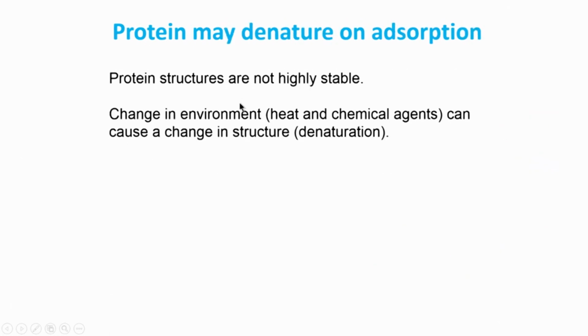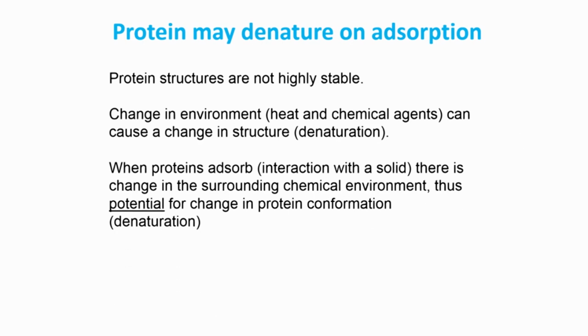And as I said, the proteins may denature on adsorption, so the protein structure is not very stable. Once the environment is changed, the heating or the chemical agent will all cause denaturation of the structure. So when a protein adsorbs, with the interaction with the solid there is a change in the surrounding chemical environment, and this causes the protein conformation to change as well, which you can call denaturation, which essentially means a change from the original structure. This does not necessarily mean that they are going to completely open up, it just means that whatever their natural state was, that got denatured. So they may take up either a completely open chain, or they may have some other conformation that is not typically found in nature.